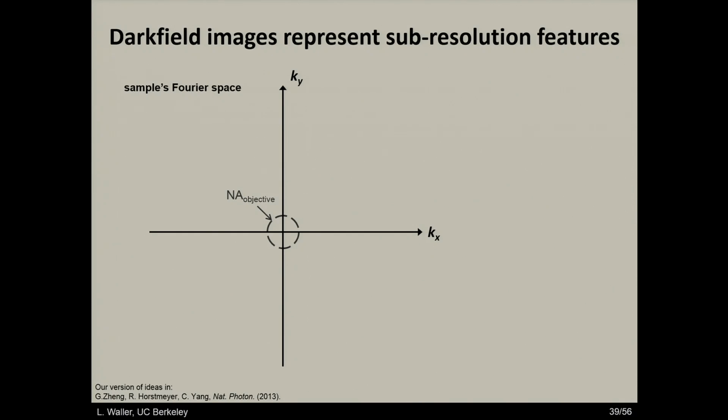So here's my Fourier space of my sample. The more range of spatial frequencies I can capture, the higher the resolution of the image I will get. This is the limit of my microscope. And optics absolutely limits you to choose.